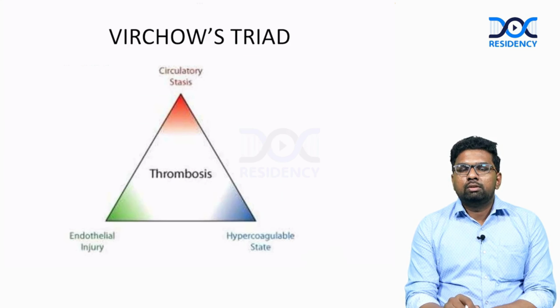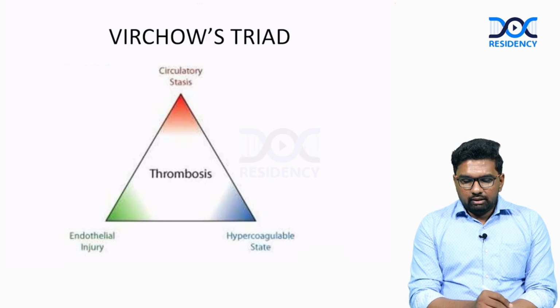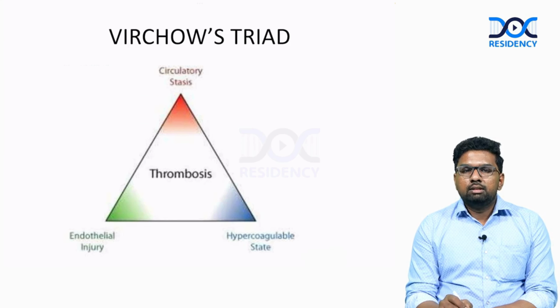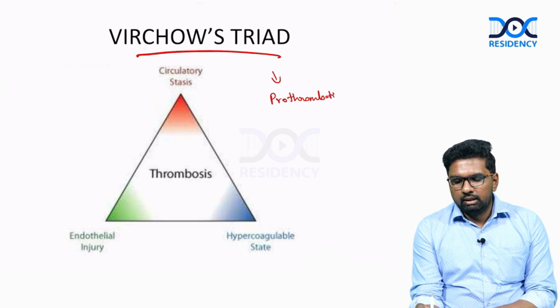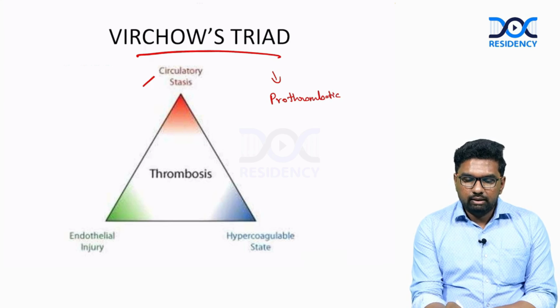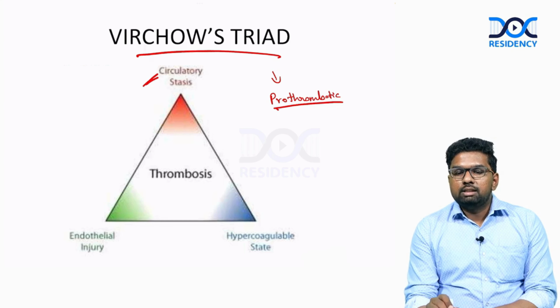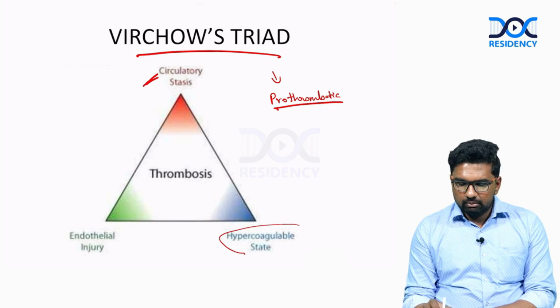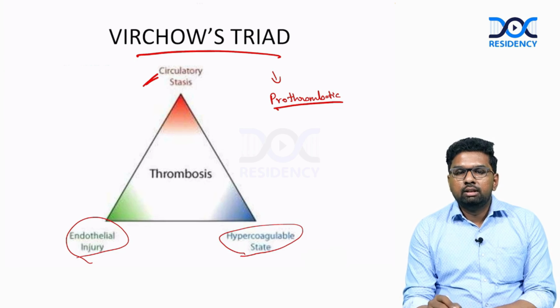So what is the condition for isolated pulmonary thrombus? Virchow's triad. We should know about the Virchow's triad. This triad creates a prothrombotic condition. The prothrombotic condition is created by the circulatory stasis of the blood, the hypercoagulable state, and the endothelial injury. These are the conditions resulting in the prothrombotic state.